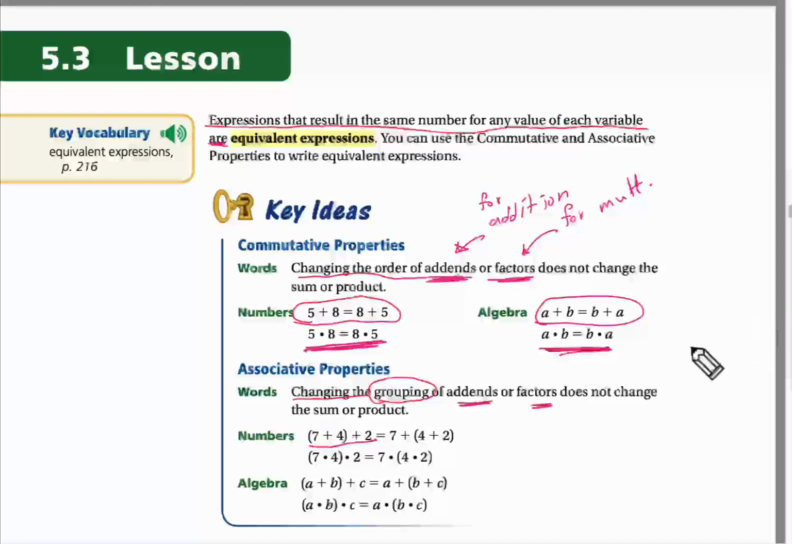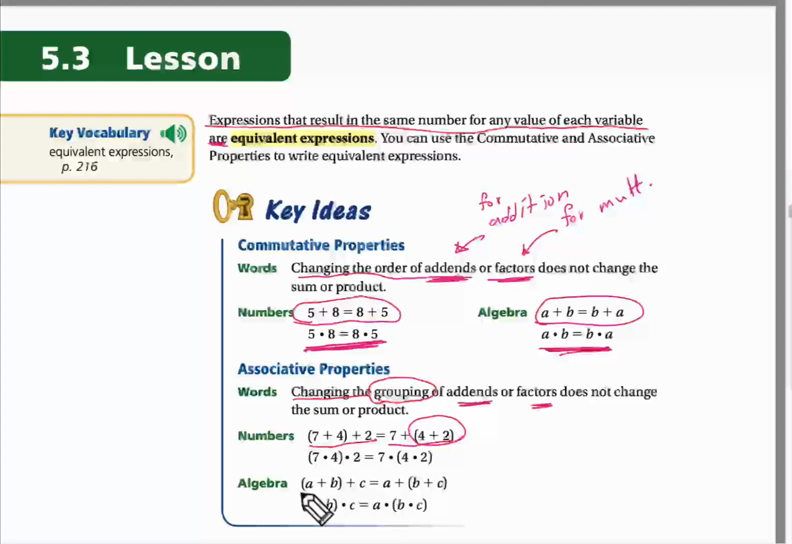And it's the same if we start adding 4 plus 2 first, then add 7 to the sum. So when you change the grouping, the sum will not change. The same for multiplication also.